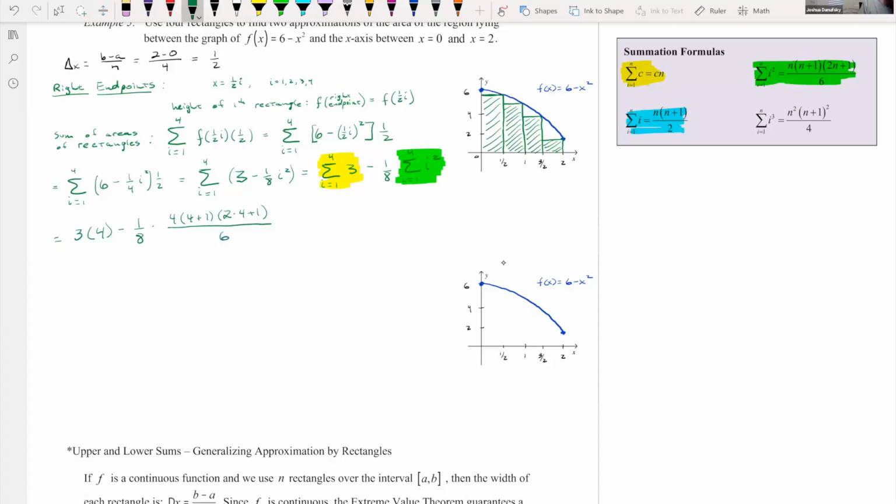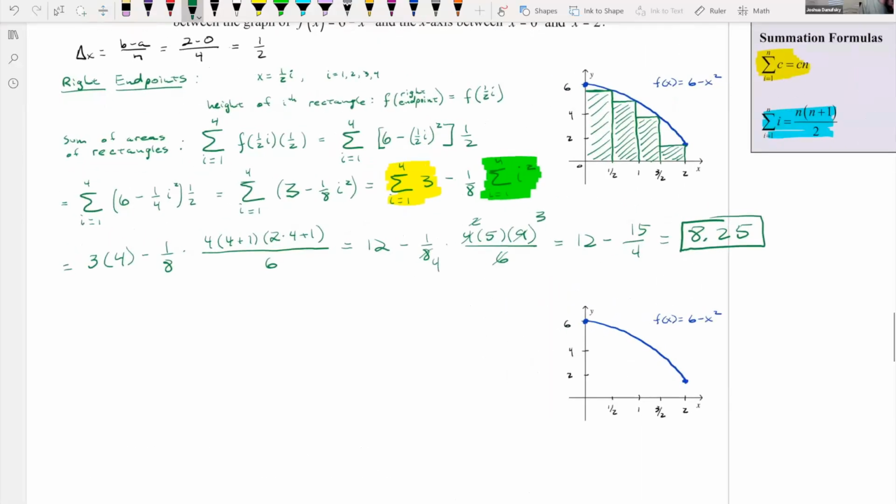6. Simplifying that, we have 12 minus, we have a 1/8 here, times 4 times 5 times 9 over 6. We can cancel a little bit. Here we get a 3, here we get a 2. We can cancel here, we get a 4. So now we have 12 minus, what is that, 15/4, which is going to give us exactly 8.25. So there is our first approximation using right endpoints.